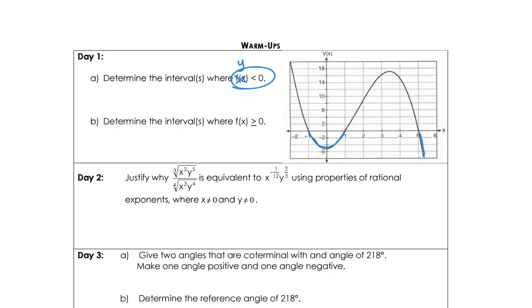But you have to remember that you can't take the ones on the x-axis because that would be equal to 0. All right, and then all the ones above would be y is greater than 0. So we need two intervals, one for the first part of the graph and then one for the second part of the graph.